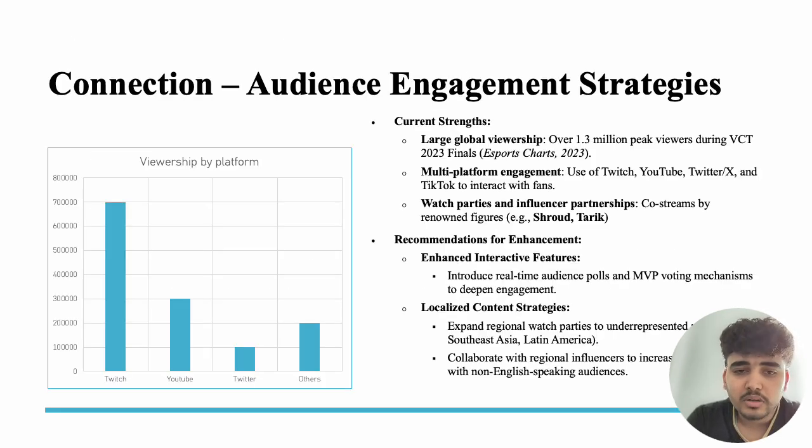So let's talk about the first one, that is connection, audience engagement strategies. What are the current strengths? They include viewership. They peaked at over 1.3 million viewers during the last VCT finals. Also multi-platform engagement, with platforms like YouTube, Twitch, and Twitter, so they can stream everywhere, and also watch parties with famous content creators.